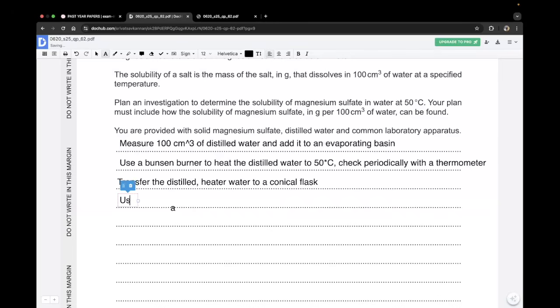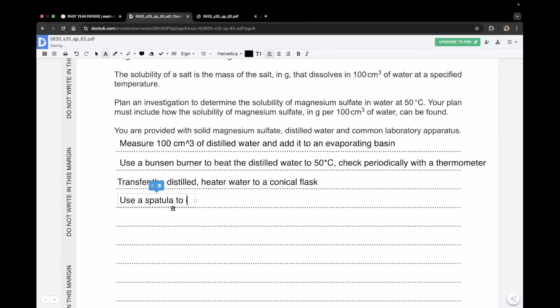Now you can say use a spatula. Again, mention these different apparatus. They may not tell you to do this in the marking scheme, but doing this will definitely add value and will impress the examiner. I'm not saying this will make them overlook other points, but it's always nice to have a good impression, you know.